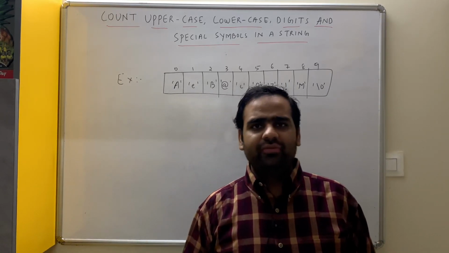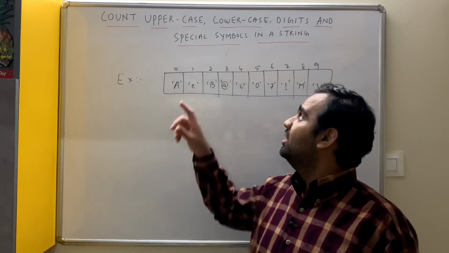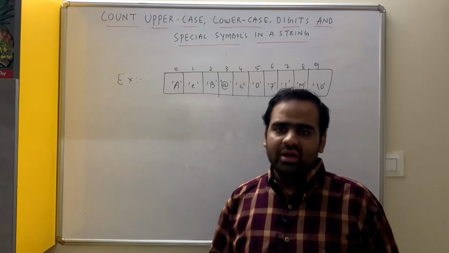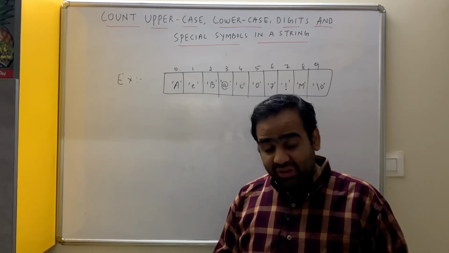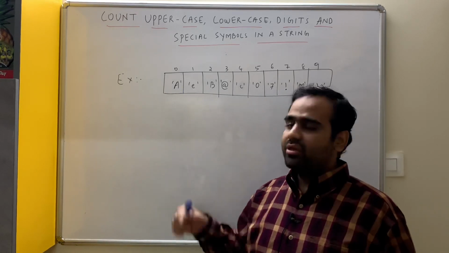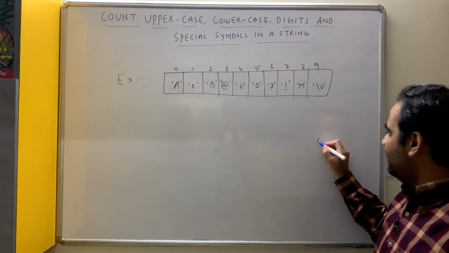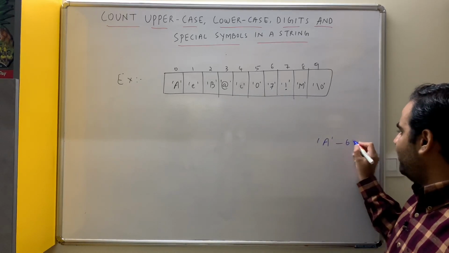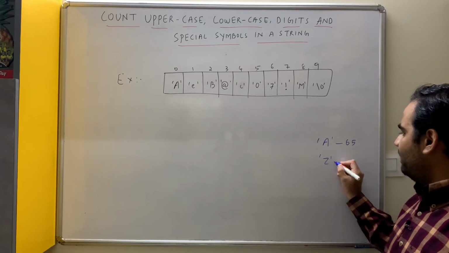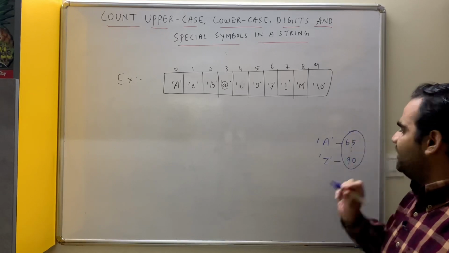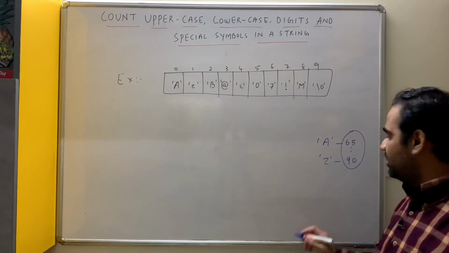In this video, we will see how we count the uppercase, lowercase, digits and special symbols in a given string. We know that characters are stored internally as ASCII values. What is the ASCII value of A? It is 65. The ASCII value of uppercase Z is 90. That means anything between 65 and 90 is uppercase.